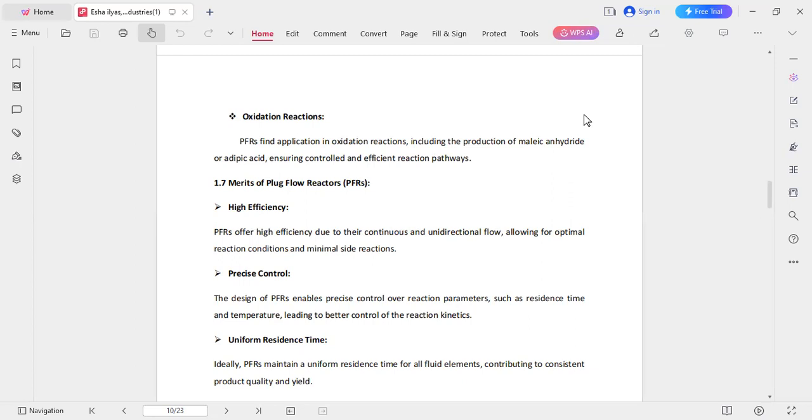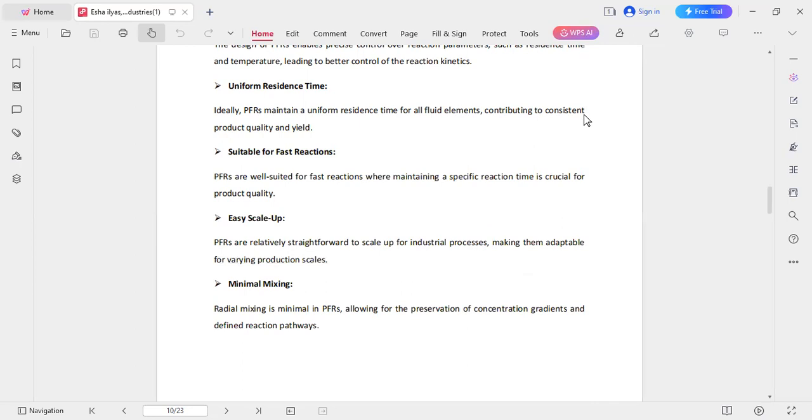Number one, high efficiency. Plug flow reactors offer high efficiency due to their continuous and unidirectional flow, allowing for optimal reaction conditions and minimal side reactions. Number two, precise control. The design of plug flow reactors enables precise control over reaction parameters such as residence time and temperature, leading to better control of the reaction kinetics. Number three, uniform residence time. Ideally, plug flow reactors maintain a uniform residence time for all fluid elements, contributing to consistent product quality and yield.